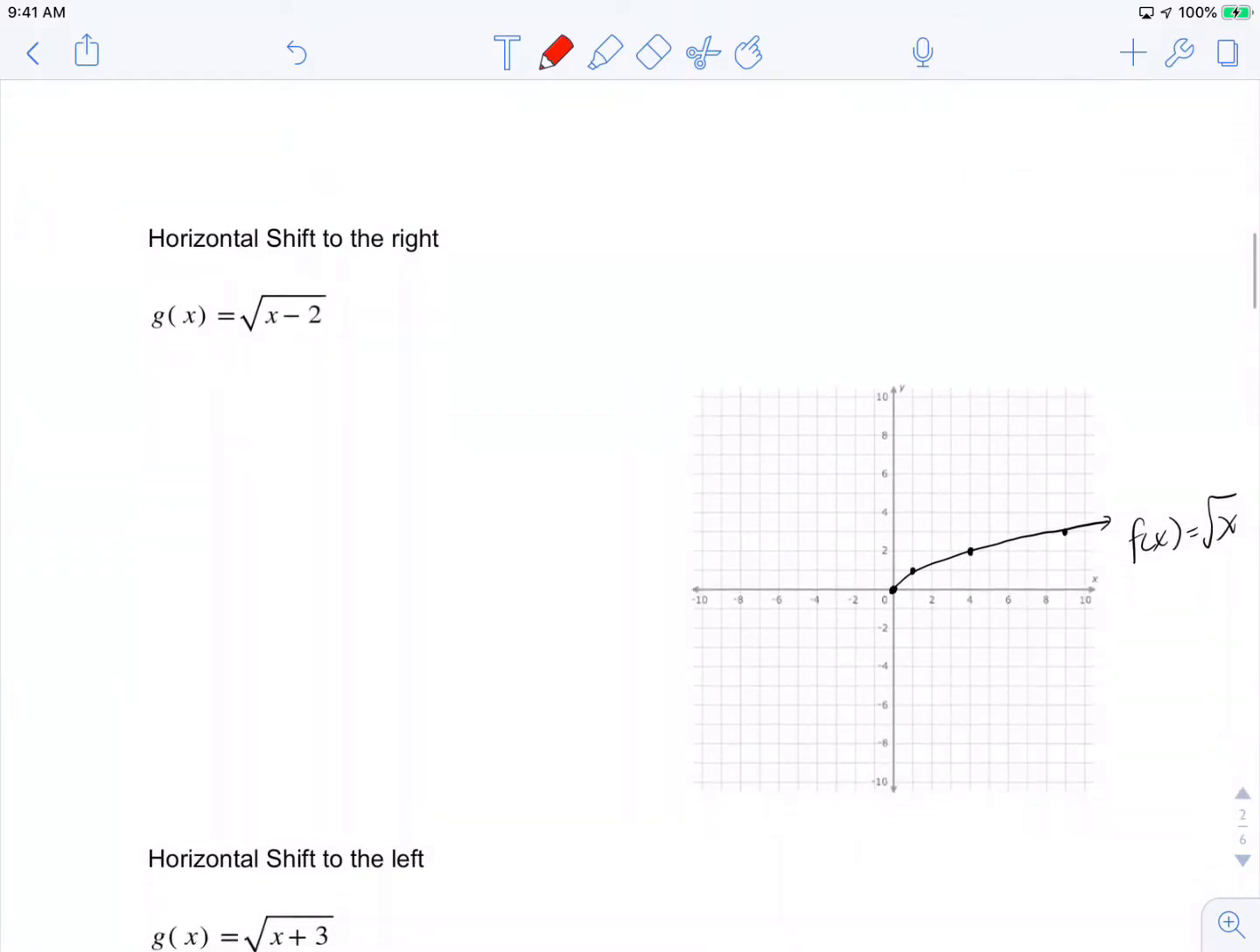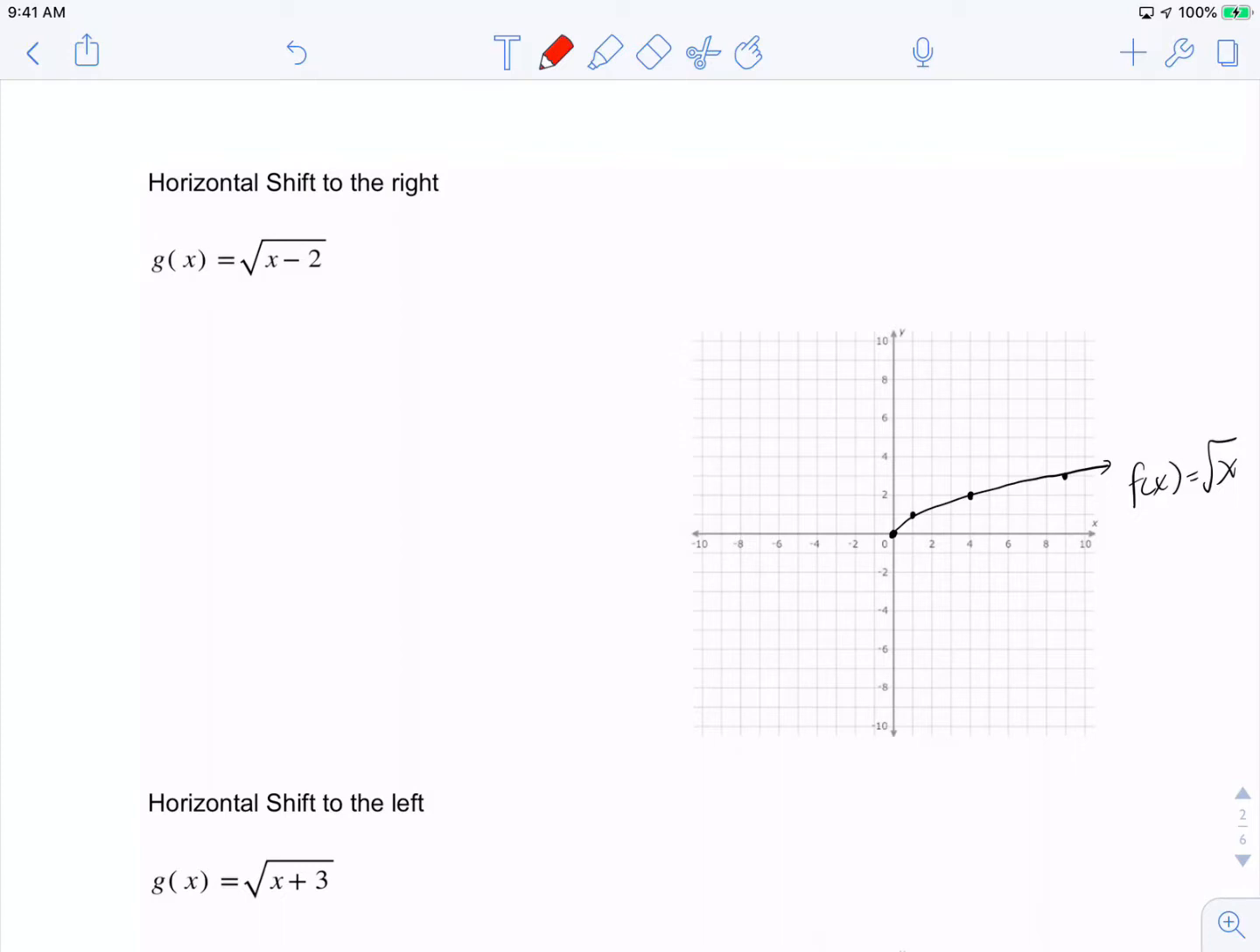The next we're going to work on horizontal shifts. Now notice something about this that I want to talk about. We have our parent function, which is just the square root of x, but under the root, we see how this is a minus 2 here. Typically, you think of it naturally as moving to the left because it's a minus. But once it's under the root like this, it's going to actually do the opposite. It's going to shift to the right.